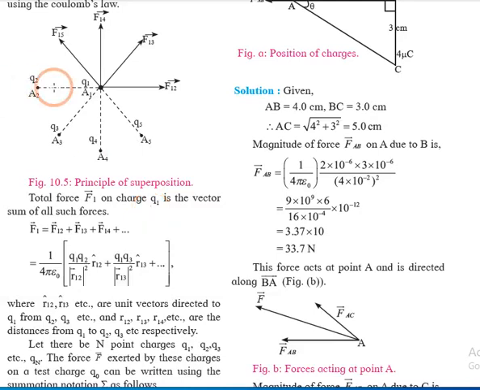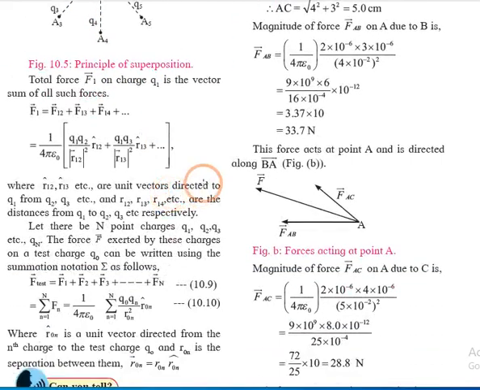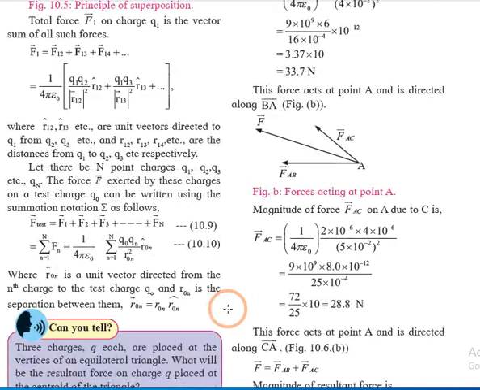So if we consider n point charges, at that time it is given by the summation of Fn. You know this basic concept of summation. So in this way, the principle of superposition works.